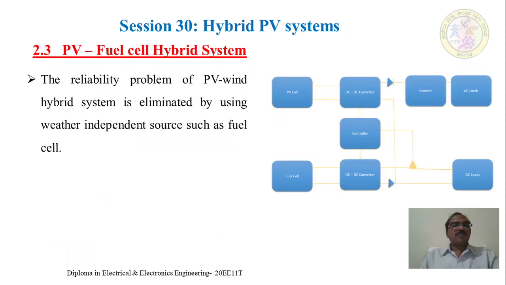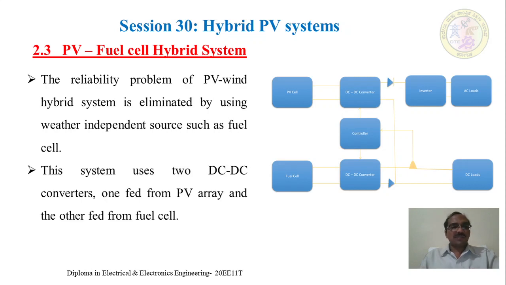Okay, the reliability problem can be solved or eliminated in this system, because in this case the fuel cell's energy is available in the form of chemical energy. So it is independent of weather. There may be small variation, but compared to the wind and all that, it is more reliable. So this is a reliable system.